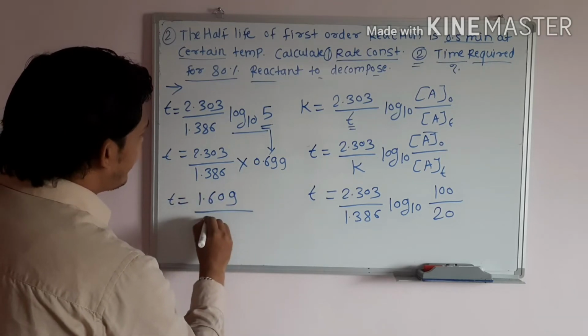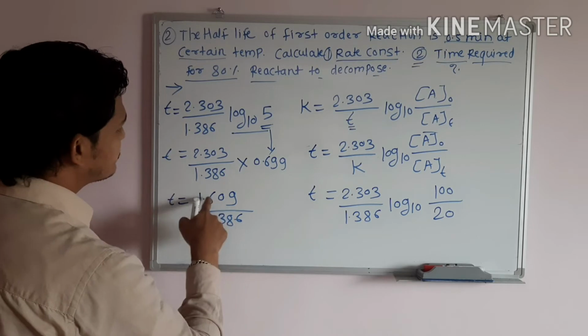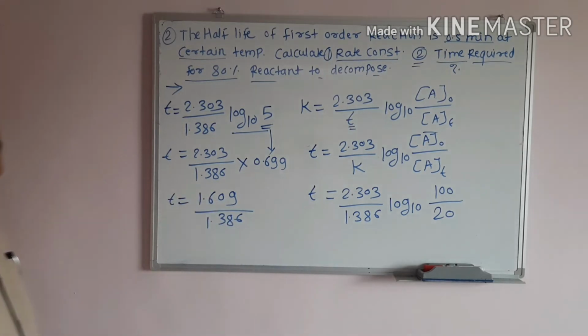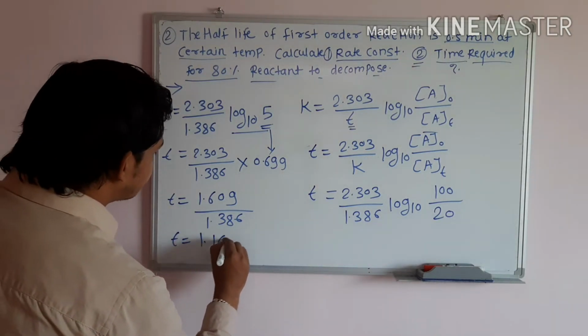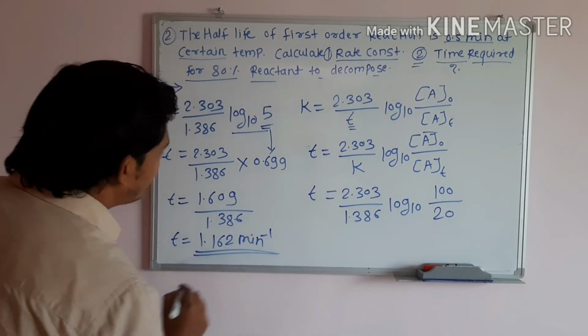2.303 into 0.699, it gives 1.609 divided by 1.386. Now what is our final answer? So 1.162. T is equal to 1.162 per minute. This is our final answer, 1.162 per minute.